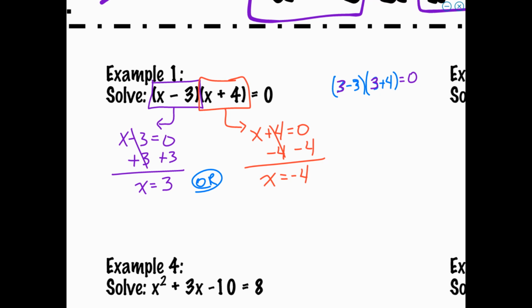So 3 minus 3 is 0. Right, that's what we wanted. And 0 times 7, does that equal 0? Yes, so that one works.